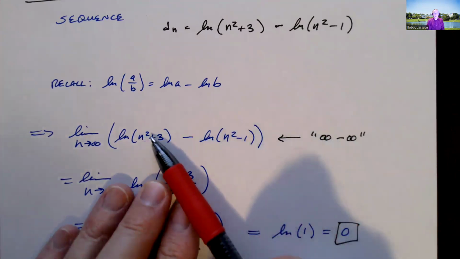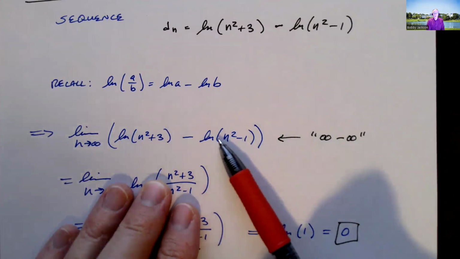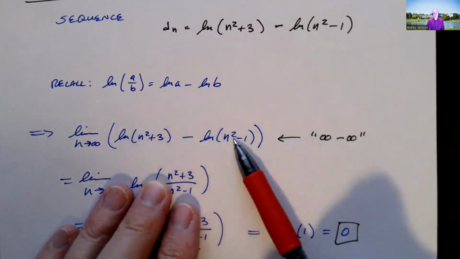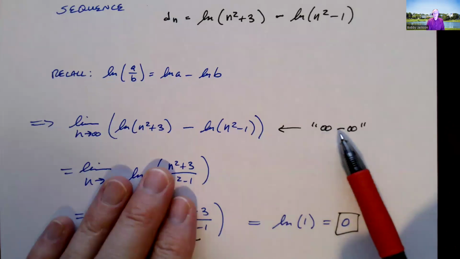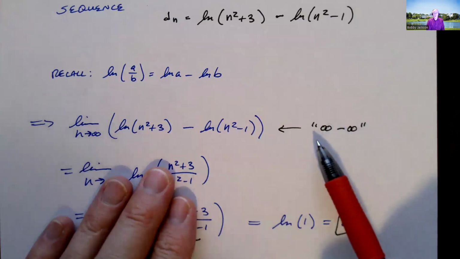As n goes to infinity, the natural log of n squared plus 3, n squared plus 3 is going to infinity, so the natural log is going to infinity. And n squared minus 1 is going to infinity, so the natural log is going to infinity. So this is indeterminate. Can't be determined. Again, this limit could be 0, could be infinity, minus infinity, or some finite quantity.